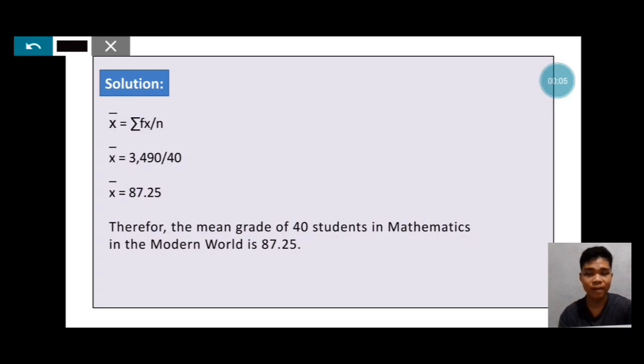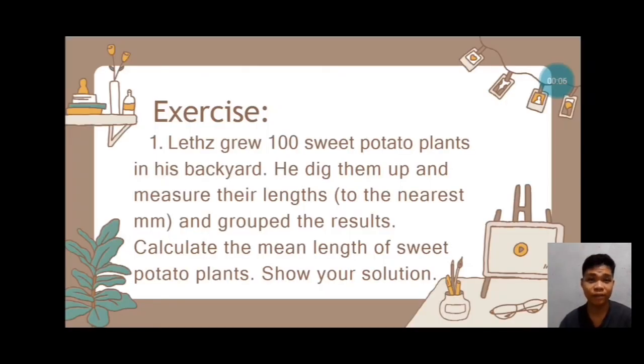3,490 divided by 40 is equals to 87.25. Therefore, the mean grade of 40 students in mathematics in the modern world is 87.25. For your activity, please answer this question and don't forget to show your solution.